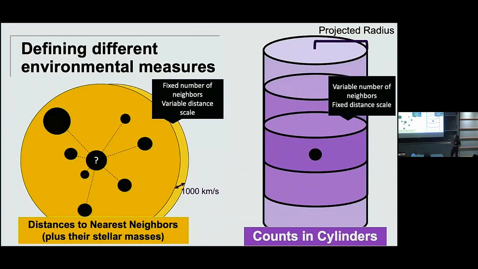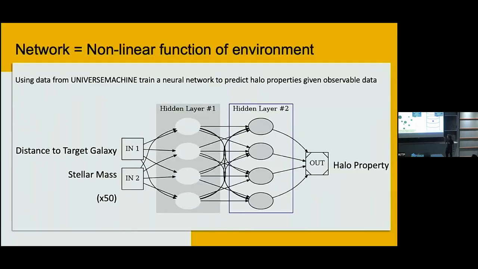Another way I could do it is to take a target galaxy and define a fixed projected distance away from it, and then just count all of the galaxies that are inside of that. So fixed number of neighbors, fixed distance. For the rest of the talk, I'm going to be focusing on this one, but I think they're both interesting things to consider.